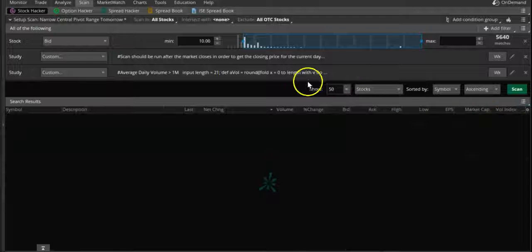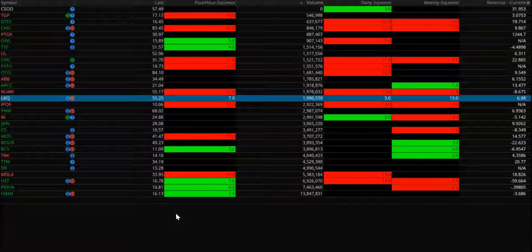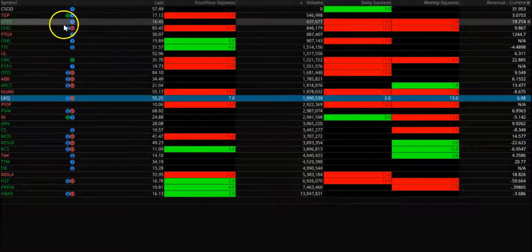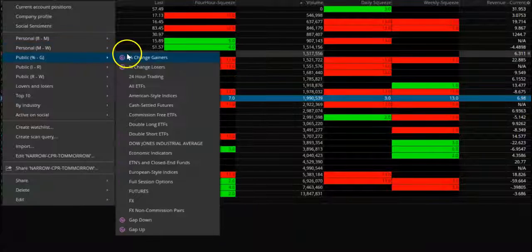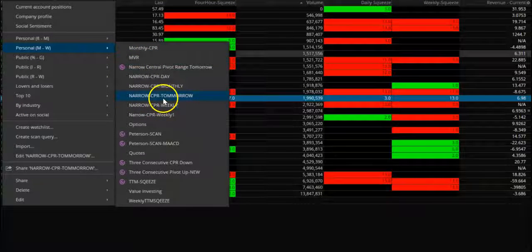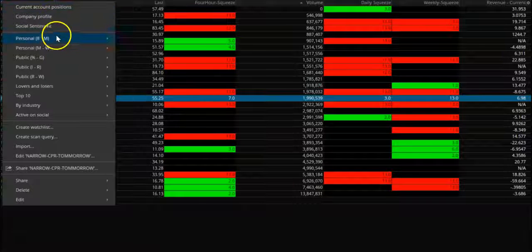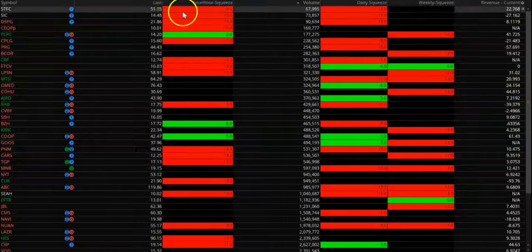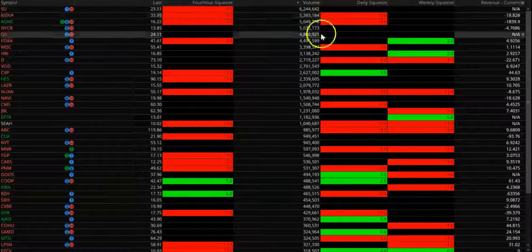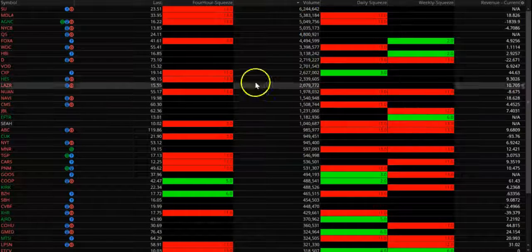Now I'm going to show in the charts how this can be used. Here are the stocks which came out in that CPR. Let me go to the narrow CPR for tomorrow, then I'm going to pull up the narrow CPR for next week. Typically I want to sort by volume, so that you only look at companies which have a good volume. You don't want to look at anything else.